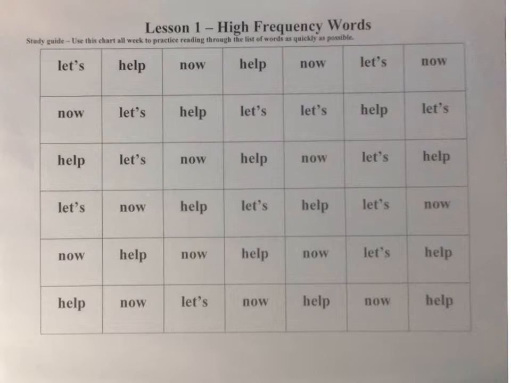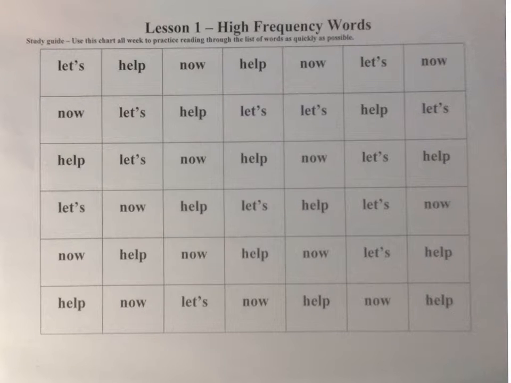The first way that we can do this is reading straight across. And it would look like this. Let's, help, now, help, now, let's, now, let's, help, let's, help, let's, and so on. So that's the easiest way and the most common way that we practice it.